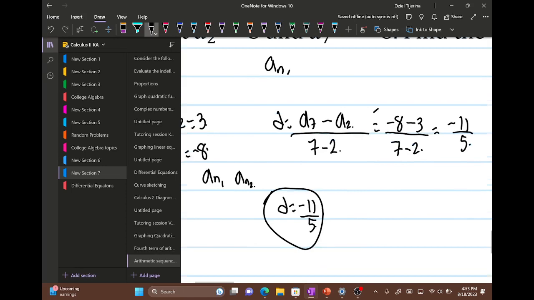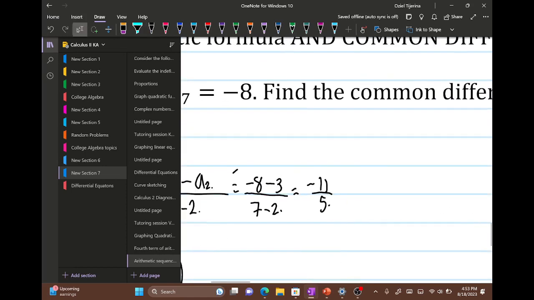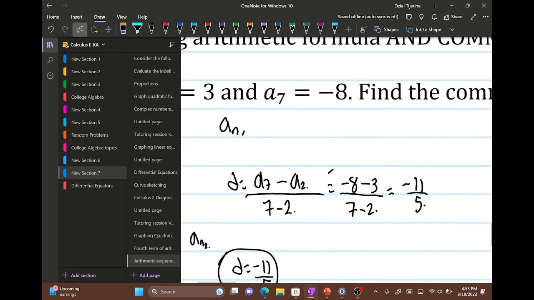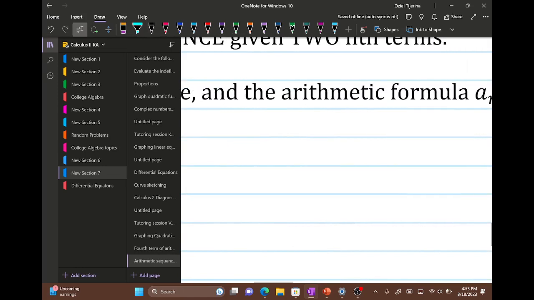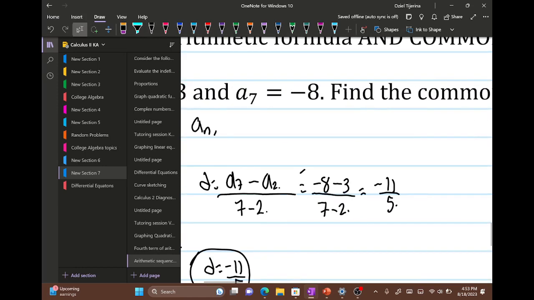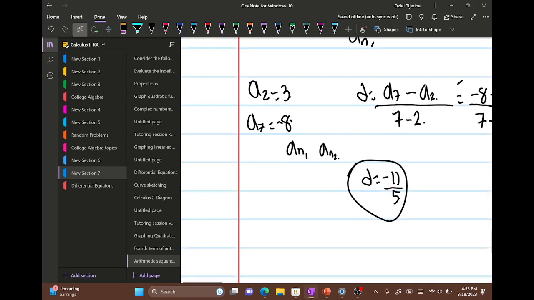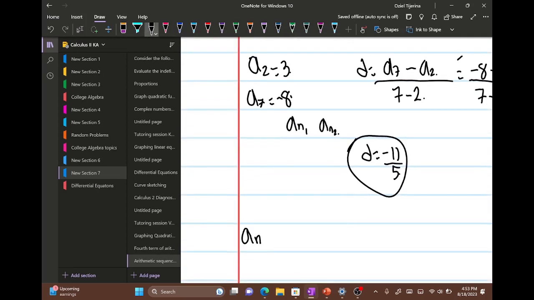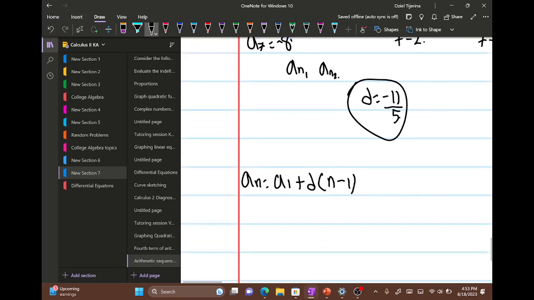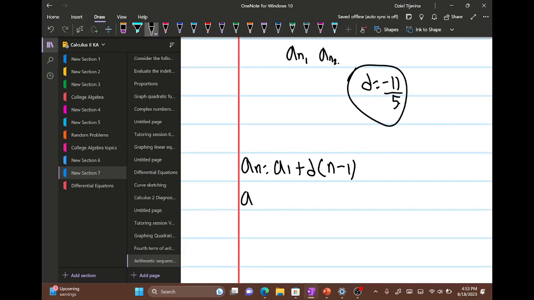So I know that's my common difference, and so d is -11 over 5, right? And now we want to find the arithmetic formula. So again, I'm going to write down my arithmetic formula: a sub n equals a sub 1 plus d times n minus 1. So this would be a sub n.